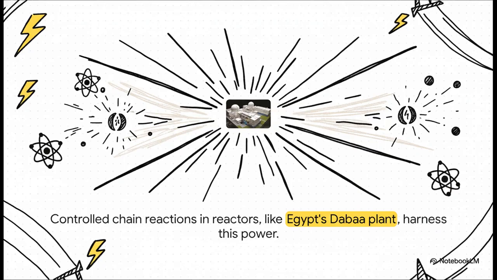And this is where we humans get clever. By carefully controlling that exact same explosive chain reaction inside a nuclear reactor, like this Daba plant right here, we can harness that incredible power to light up our world. We've actually learned how to tame the atom.